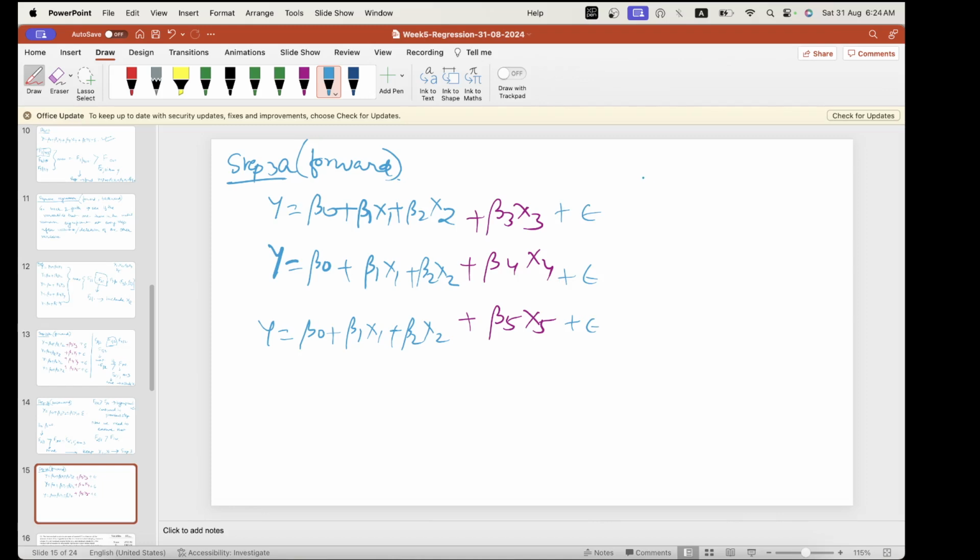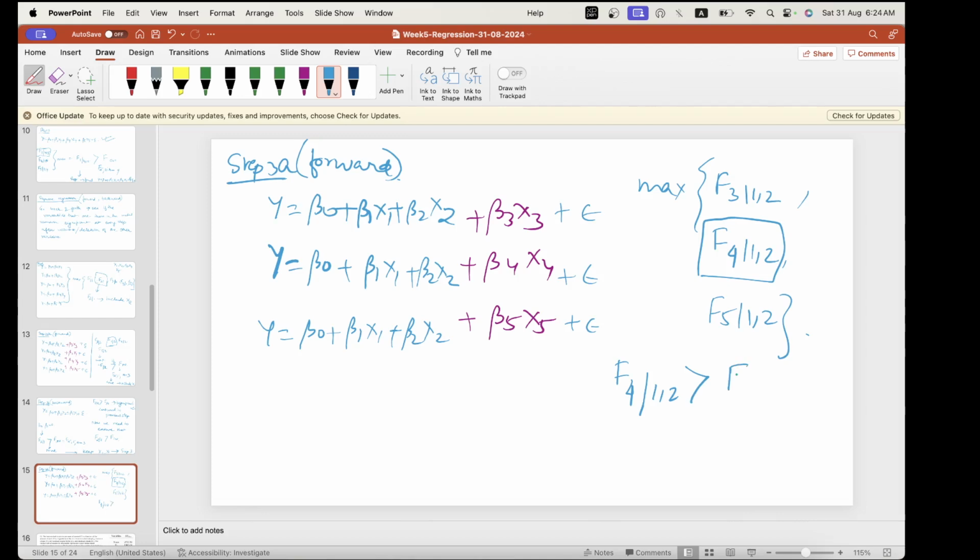Now, same thing, we want the maximum of f3 given 1 2, f4 given 1 2, f5 given 1 2. Let's say we have f4 given 1 2, then we check whether f4 given 1 2 is greater than the f-in criteria. At this step it is f alpha 1, n minus 4.